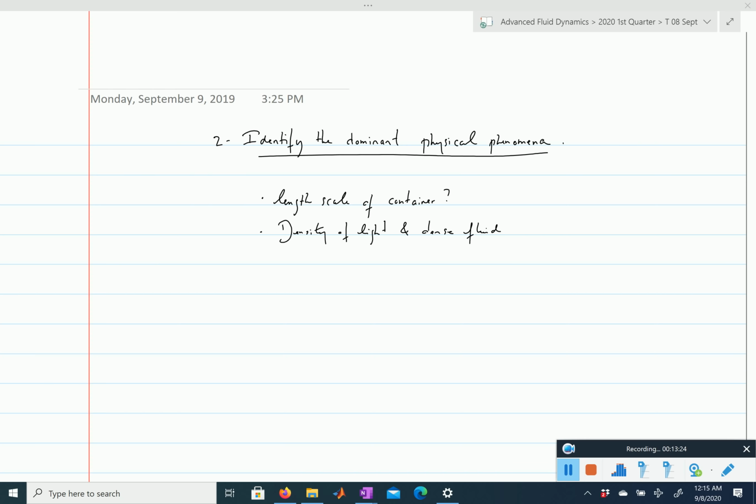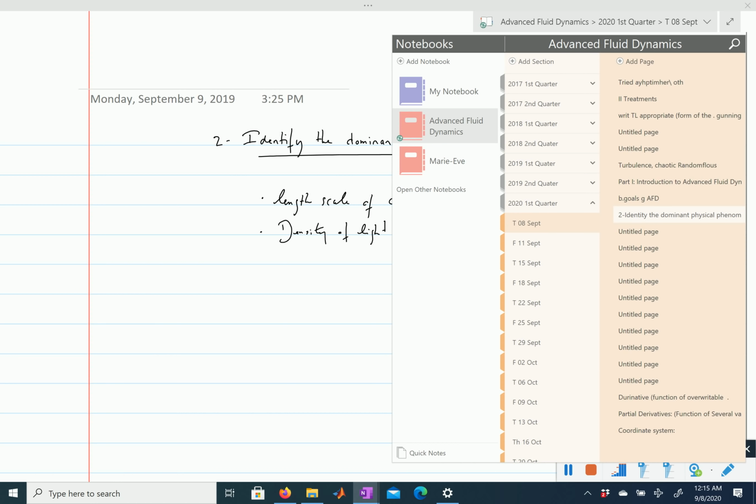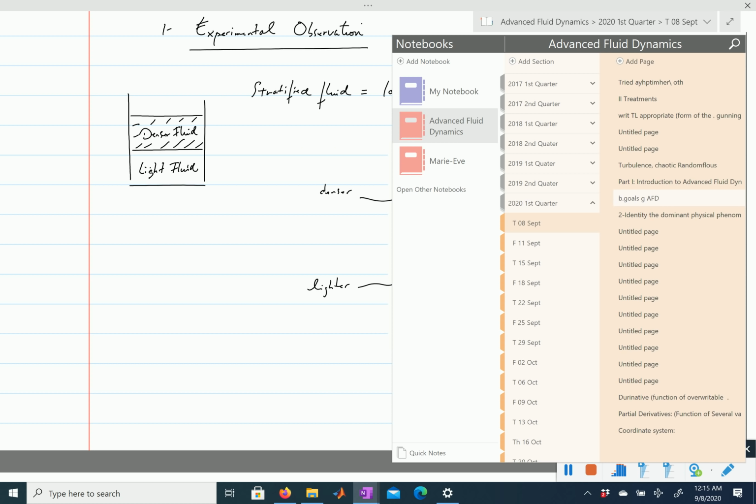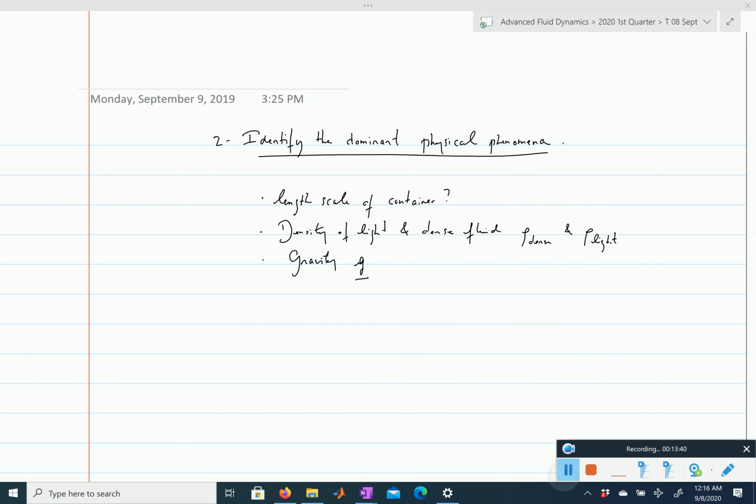So the density of the light and the dense fluid. Now when you look at this, of course, at the core, what causes the instability? It's gravity, right? It's a gravity-driven instability, so the acceleration of gravity will also be an important parameter. Now what else could be important?